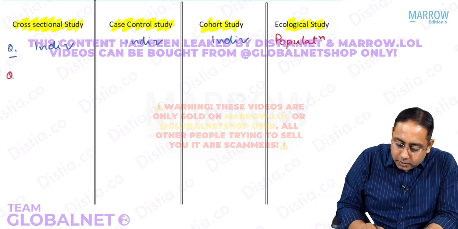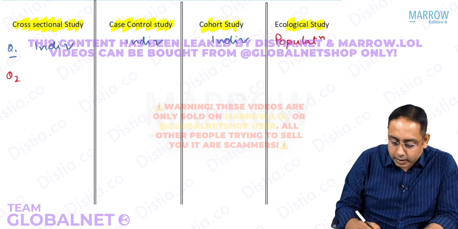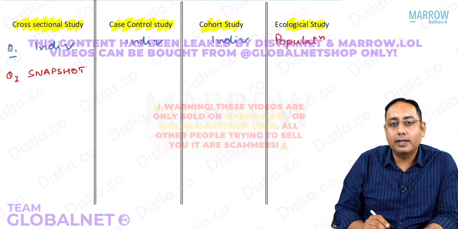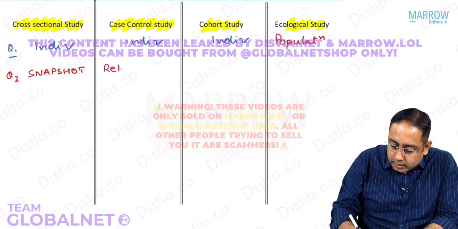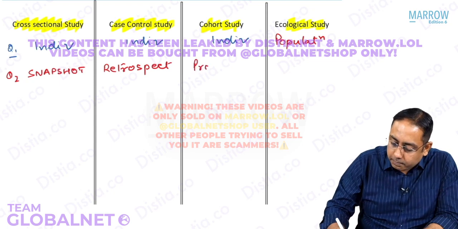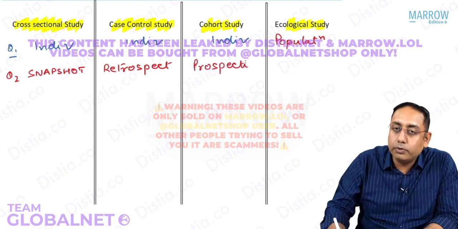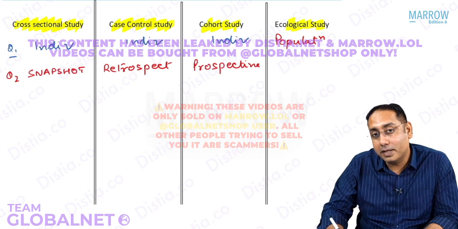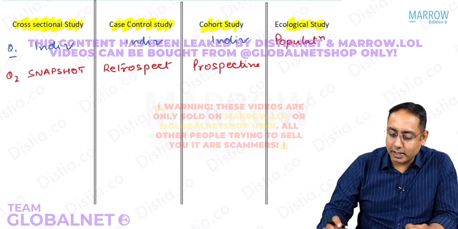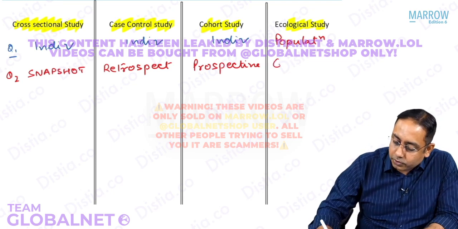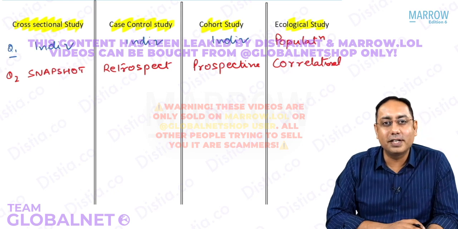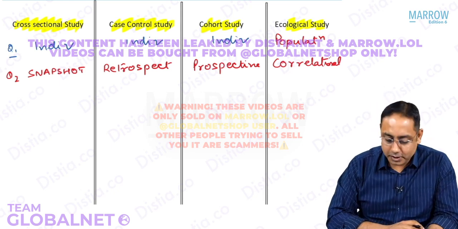What are the names of these? The cross-section study is also called the snapshot of the population. The case control studies are called the retrospective studies. Cohort studies are called the prospective studies. I know they could be retrospective, they could be ambispective also, but if nothing is mentioned, please note cohort studies are prospective designs. Ecological study is also called a correlational study.